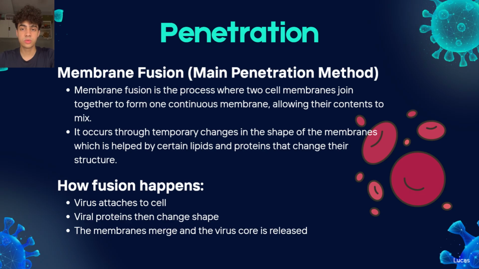The process begins when the virus attaches to the surface of the host cell. This attachment causes viral proteins to change their shape. These changes bring the two membranes closer together until they fuse. Once fusion occurs, the viral core is released into the cell, allowing the infection process to continue.